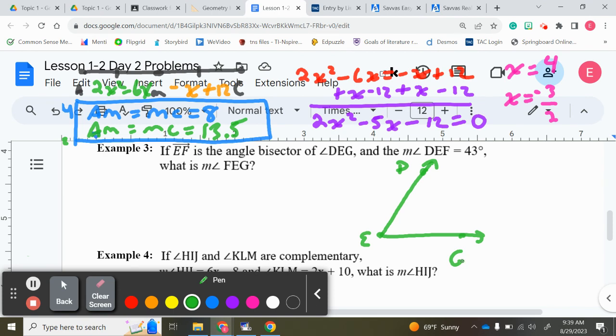They're telling me we have ray E going to F, which is bisecting the angle. So it's making those two angles congruent. They're also telling me that DEF is 43 degrees. So if DEF is 43 degrees, what is FEG? They're asking about this guy right there. What's it going to be? 43 degrees. That's it.